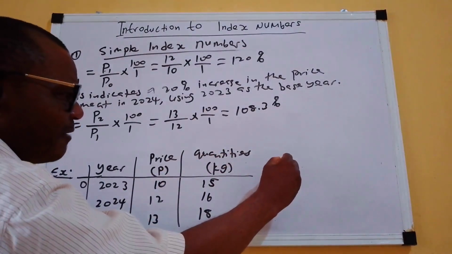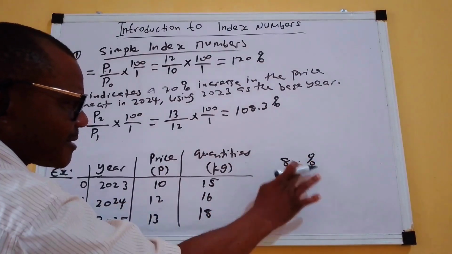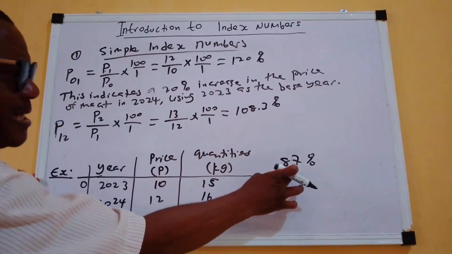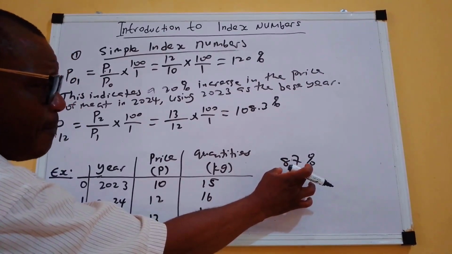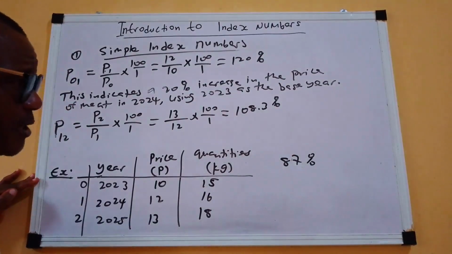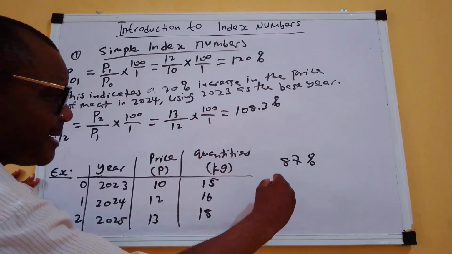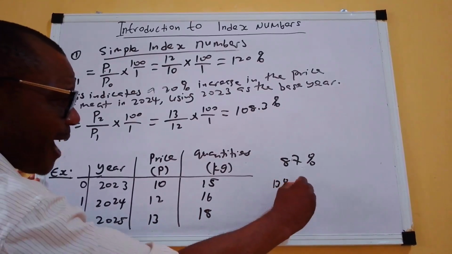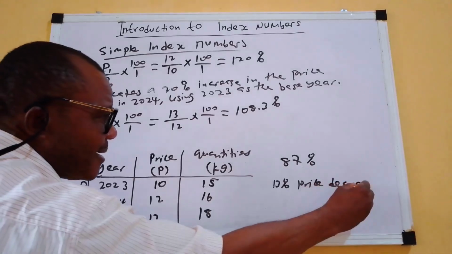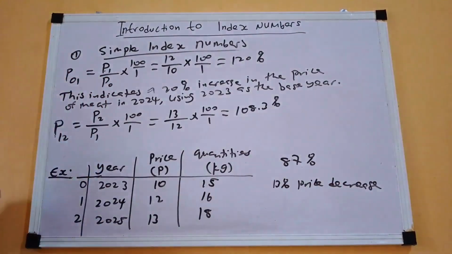If I calculate and I have 87%, what does this mean? You know, 87 is 13 below 100. So the gap is 100 minus 87, which is 13. So it means that there is a 13% price decrease. That is the interpretation. So if it goes below 100%, there is a decrease. If it goes above 100%, there is an increase in price. If it is exactly 100%, the price remains the same.